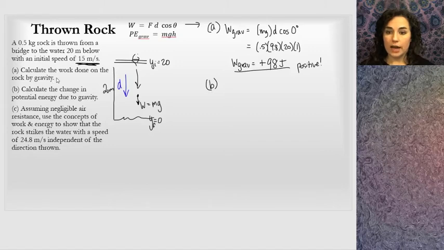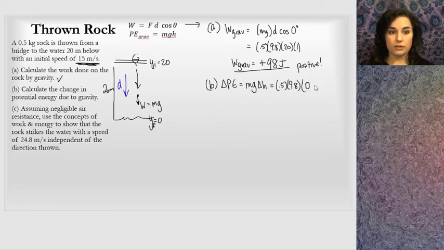Part B says calculate the change in potential energy due to gravity. Okay, so the change in the potential energy due to gravity is going to be mg times delta H. Well, I still have a half kilogram rock. I still have 9.8. Delta H is H final minus H initial.